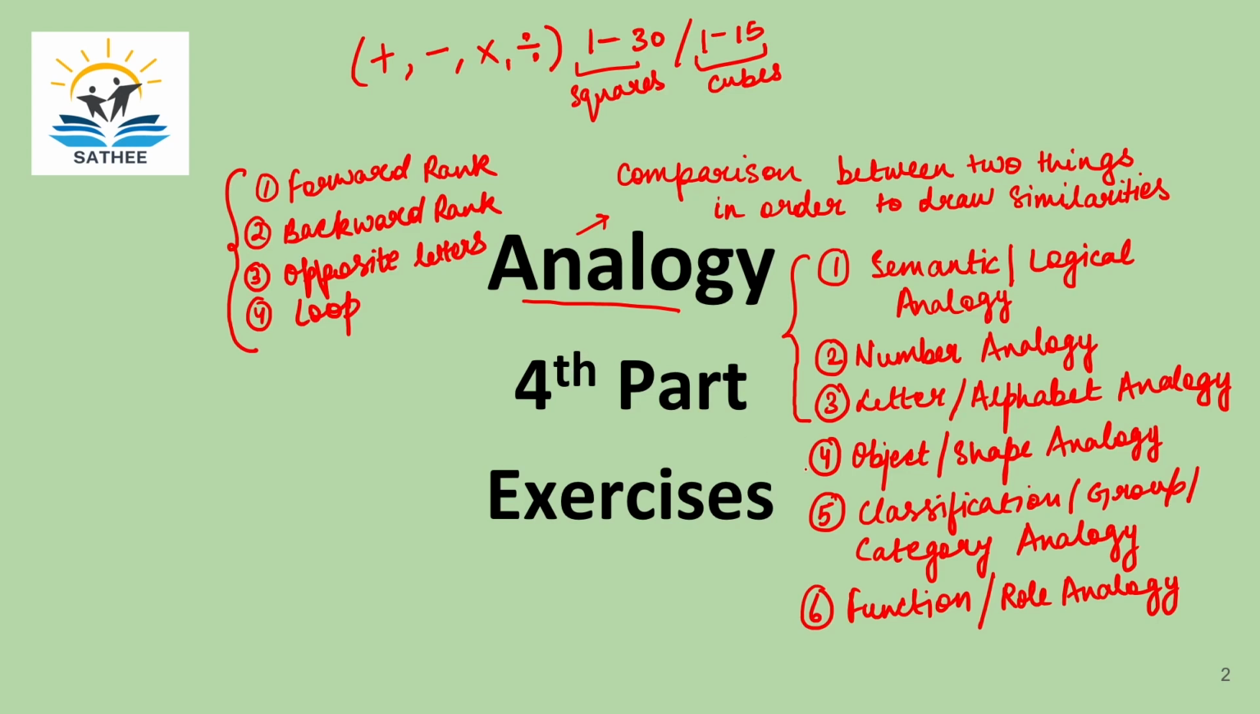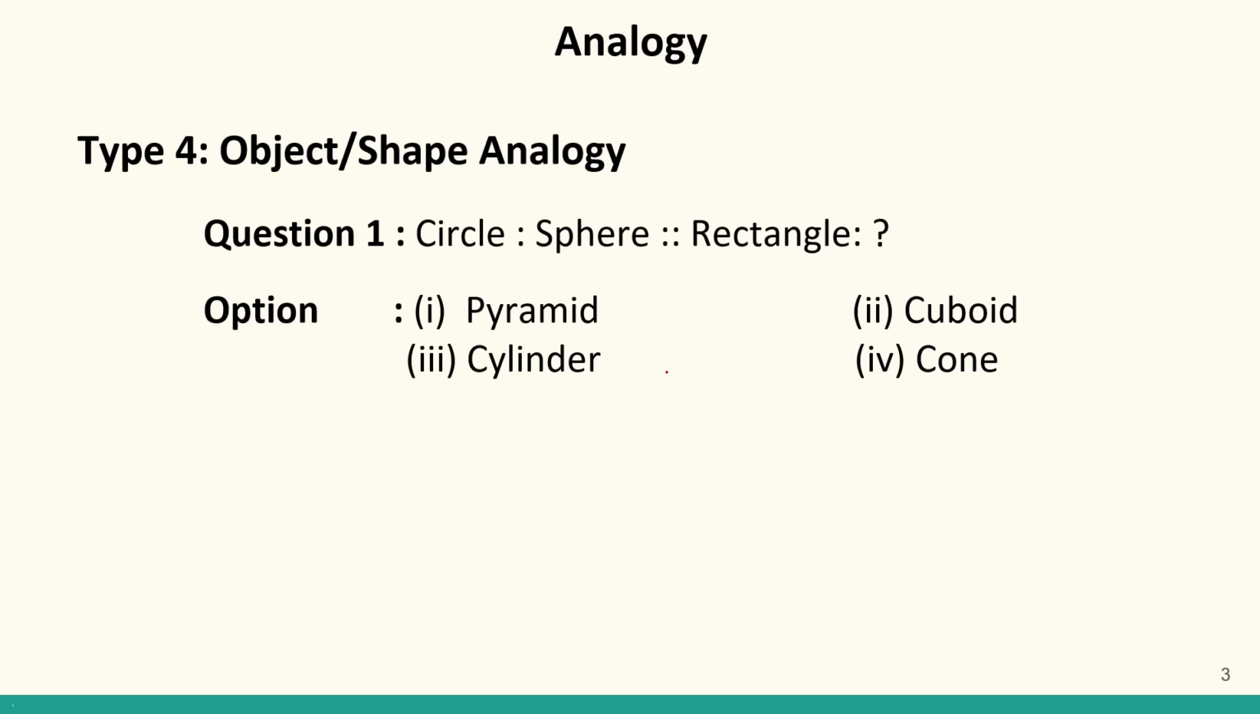In today's lecture, we will discuss these three types of analogy: object shape analogy, classification group category analogy, and function and role analogy. So the first thing that we'll discuss today is object and shape analogy. Whenever we talk about object and shape analogy, there are certain concepts that you should know.